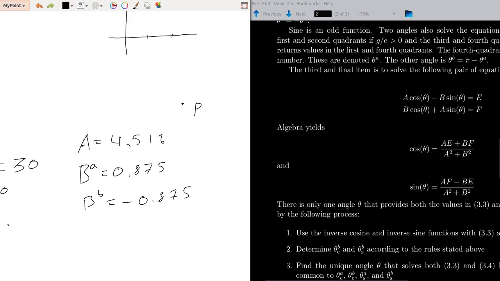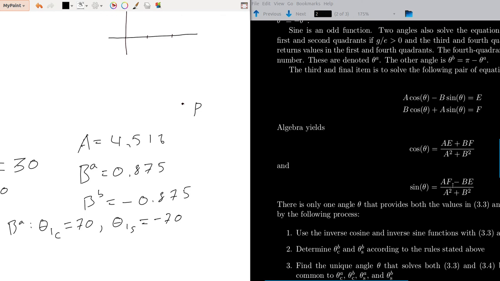Okay, so if we're using BA, then we're going to get a value for theta 1 from the inverse cosine function. So inverse cosine of this stuff will give us theta 1, and that's 70 degrees. And then the inverse sine function is going to give us negative 70 degrees. So using this value of B and using A and E and F, with these two equations, we get the following values. Inverse cosine gives us 70 degrees, and inverse sine gives us minus 70 degrees.